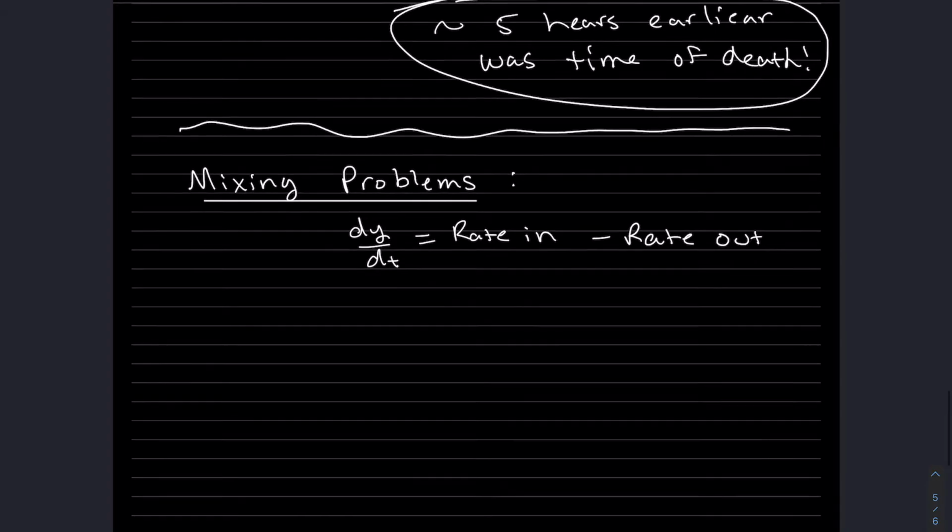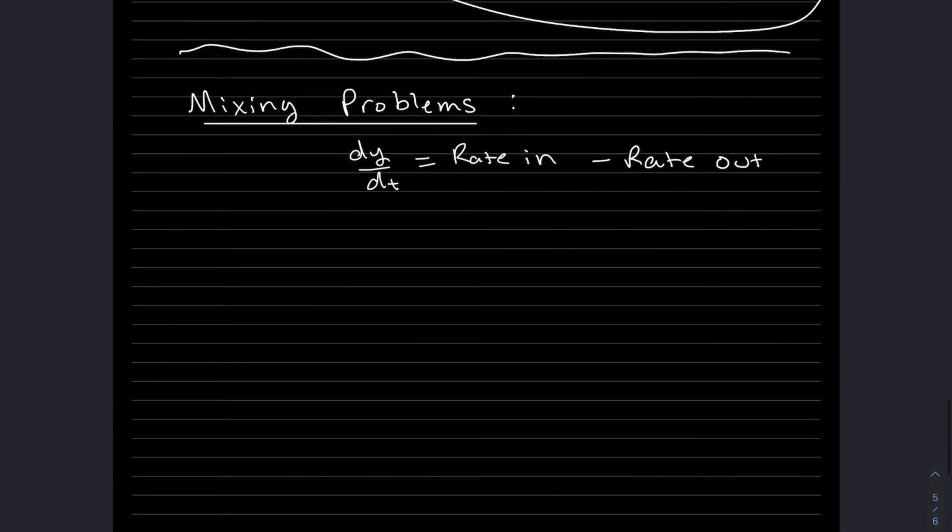So mixing problems. The idea of setting these problems up is we say that the rate of change of y with respect to time is equal to the rate going in minus the rate going out, keeping in mind that the units need to match. Let's look at an example.